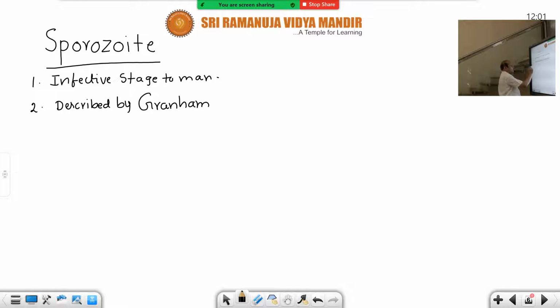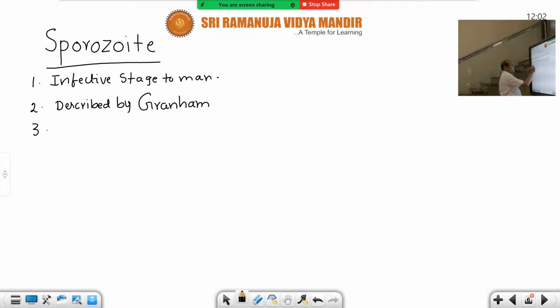Described by Garnham, the first scientist. Previously, in the introduction and history of malaria, I have mentioned the five scientists: first Charles Laveran, second Sir Patrick Manson, third Ronald Ross, fourth Grassi, and fifth Golgi. Camillo Golgi described the life cycle in the erythrocytes of human beings. The erythrocytic cycle was discovered by Camillo Golgi, who discovered the Golgi apparatus in the cell. The same scientist also described the life cycle of Plasmodium in our RBC.